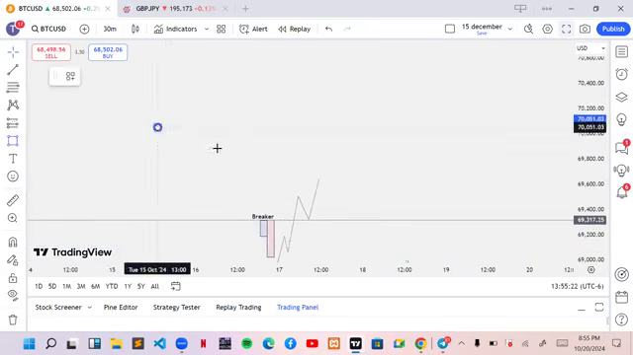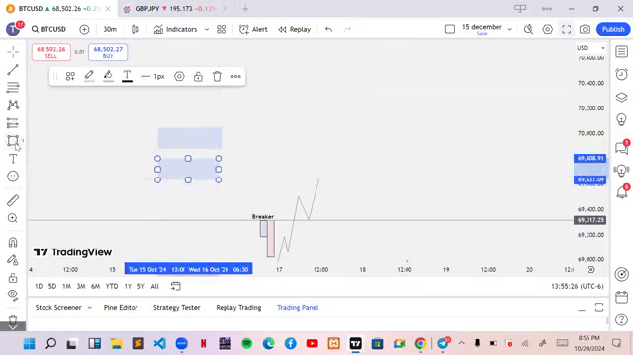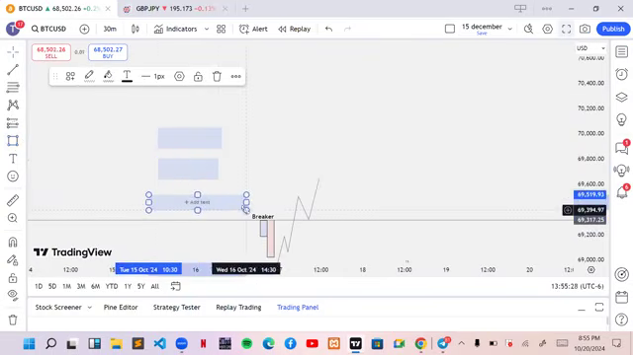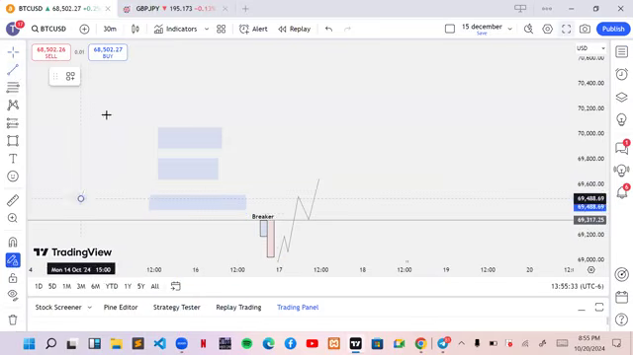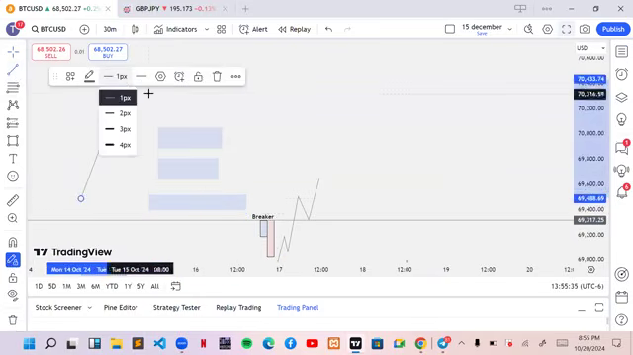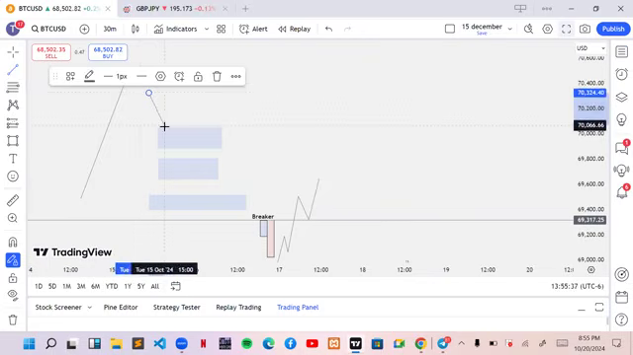So if there's a breaker here, there's also another breaker here, and then there's another block here. If the market does a structure shift, which is something like this, and this is the first pullback here.